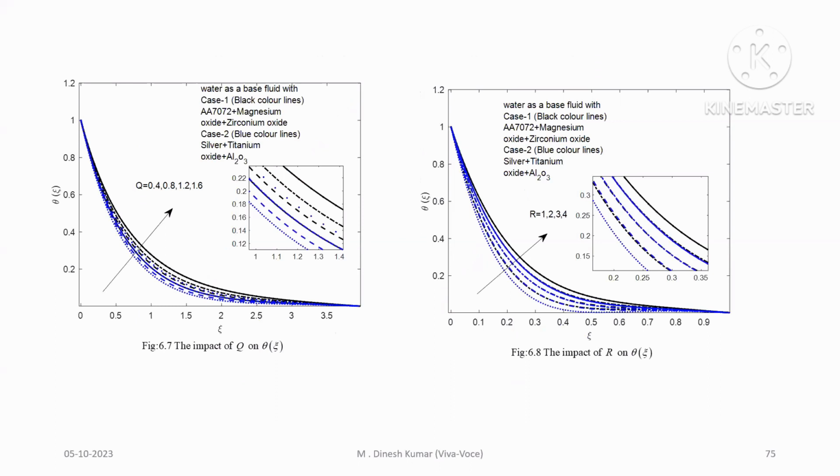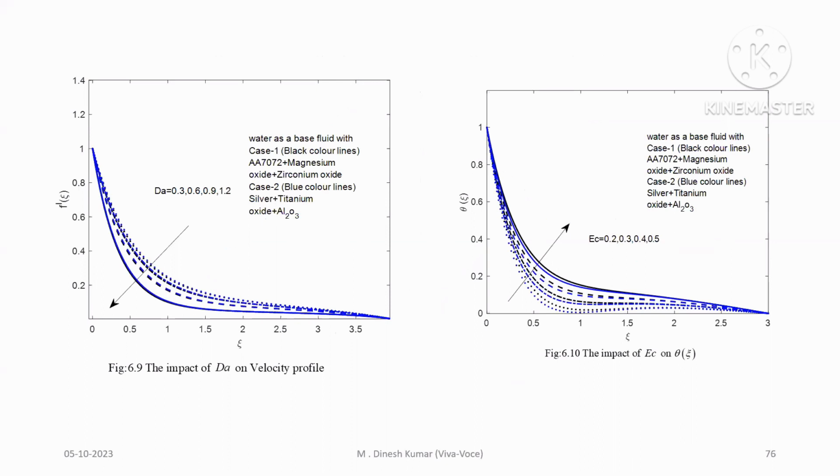For the heat source and sink, whenever we apply it, heat will be generated, so due to that the temperature profile rises, and the same for radiation. And for the Darcy parameter, the velocity profile is declining. Why? Because the porous medium is there now, so it will oppose the flow, and that's why the velocity profile decreases. You can see here, and for the Eckert number, the temperature profile is rising.